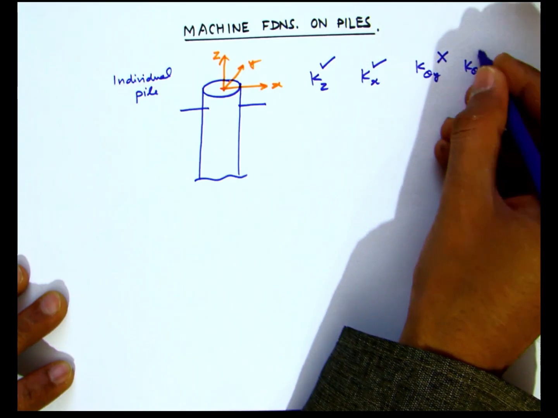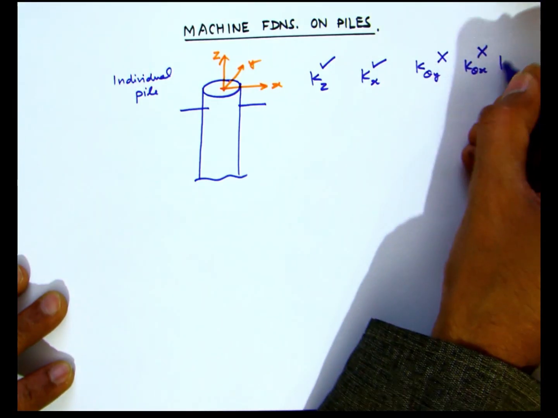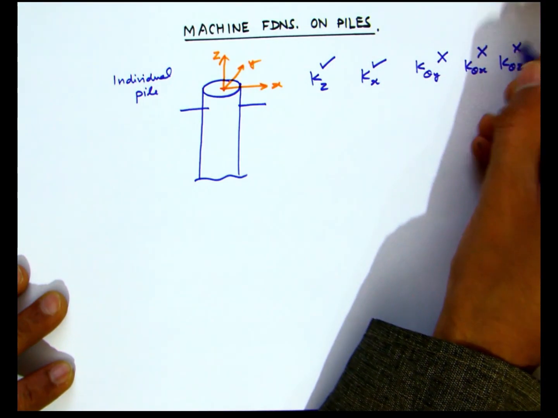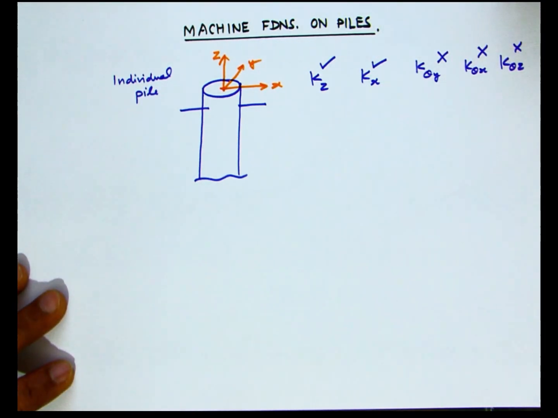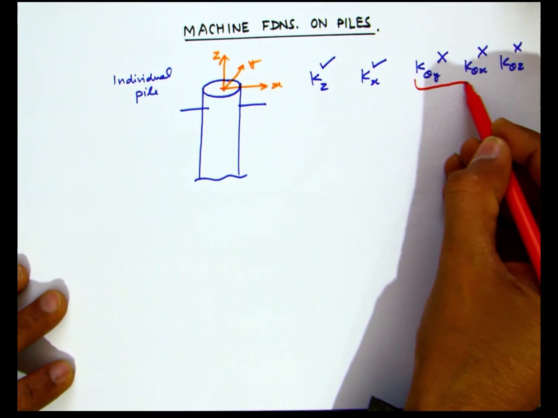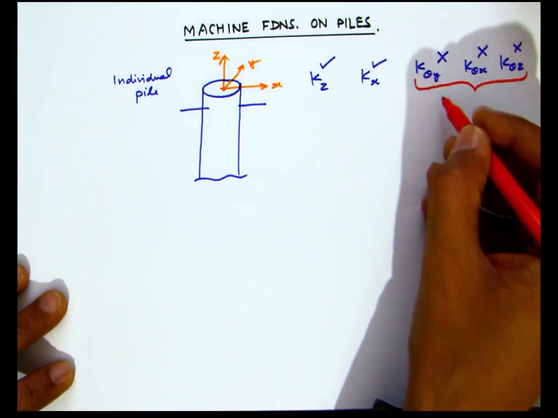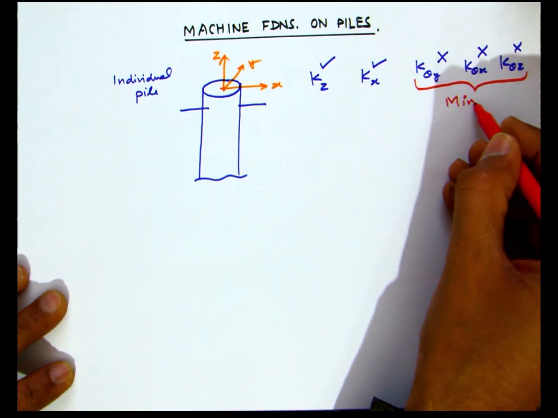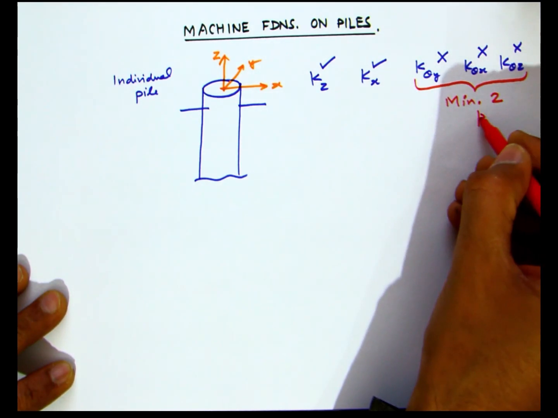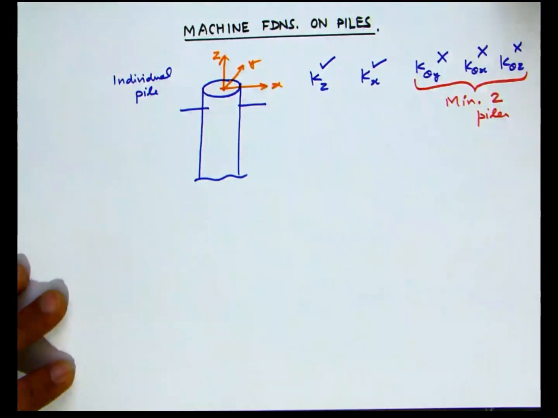However, a single pile is not sufficient from structural engineering point of view to offer bending stiffness K theta x or K theta y and also the torsional or the yawing stiffness K theta z. For the case of the bending stiffness or the torsional stiffness, we need minimum 2 piles.